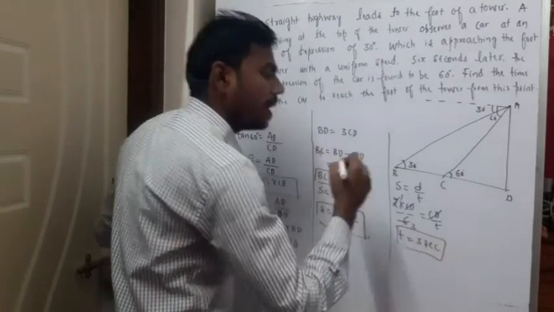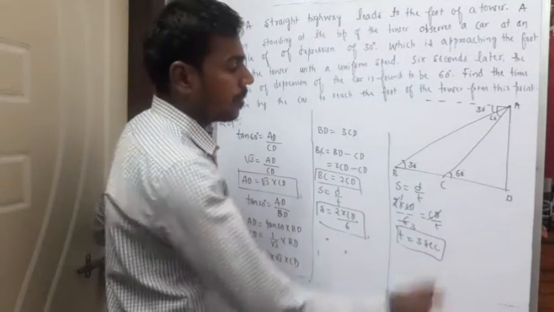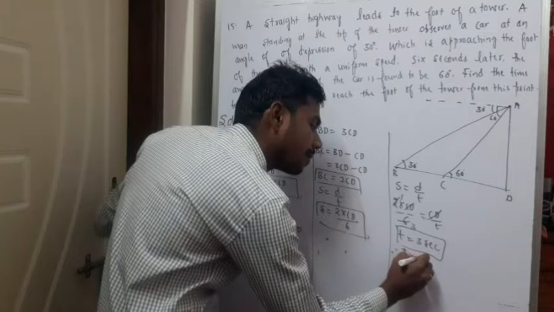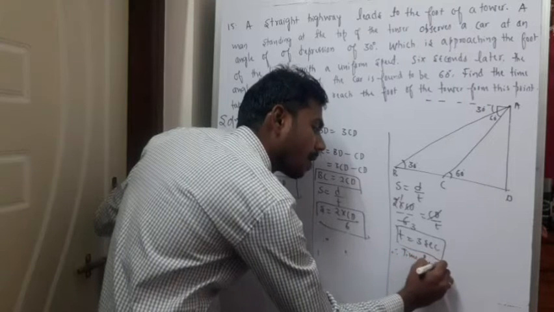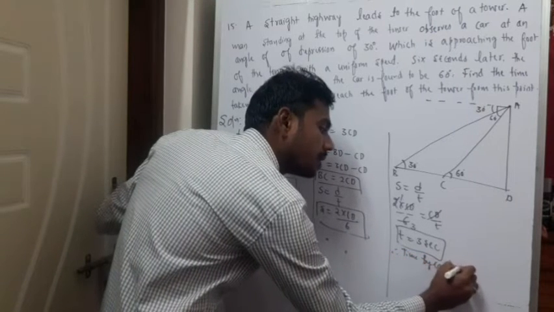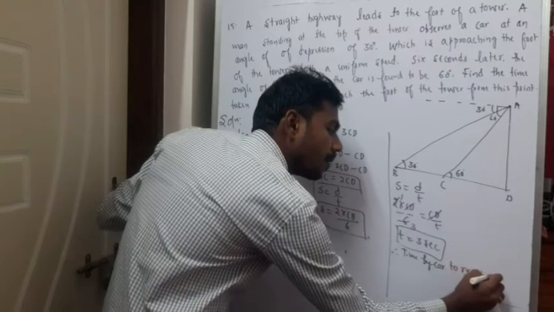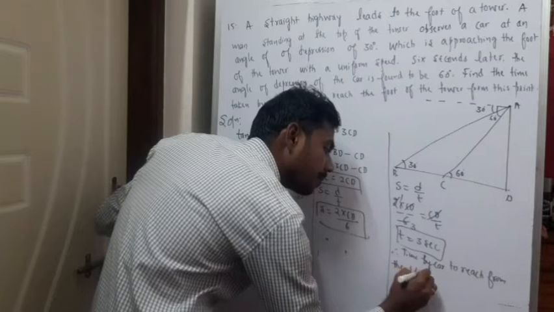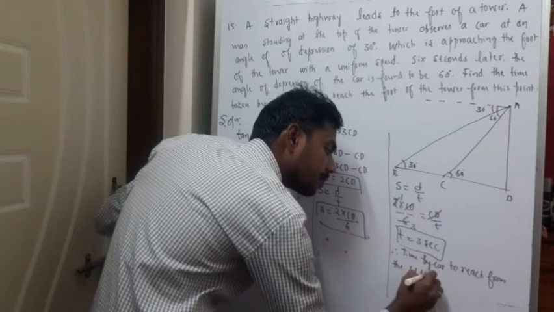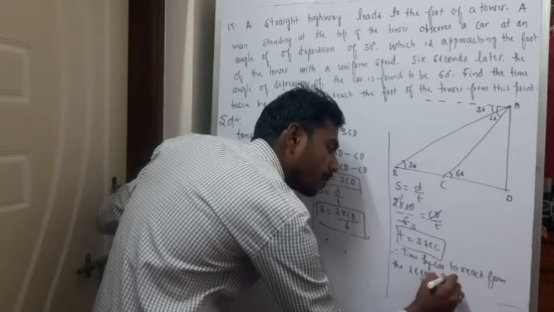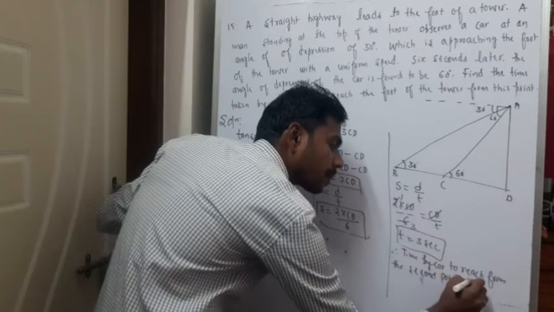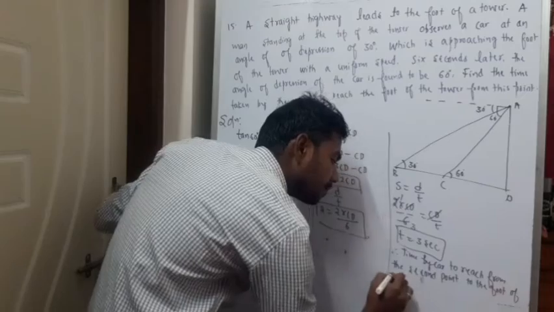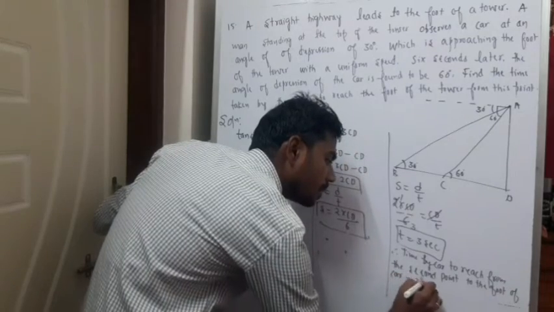So the time taken by the car to reach from point C to D, or else the time taken by the car to reach from the second point to the foot of the tower, is equal to 3 seconds.